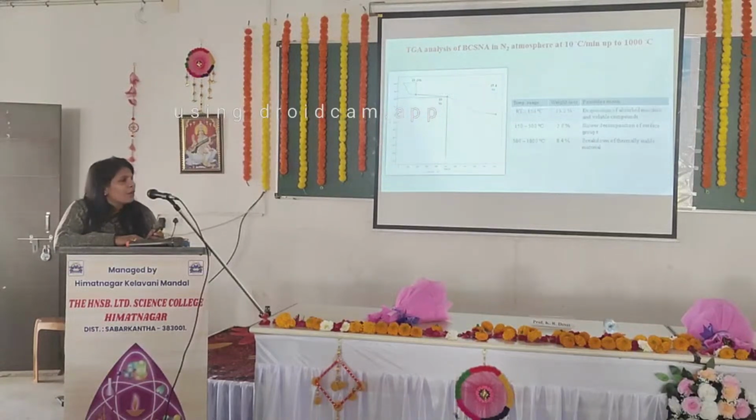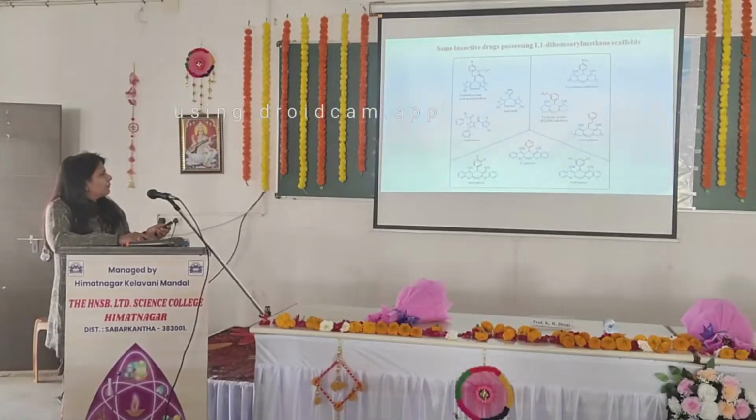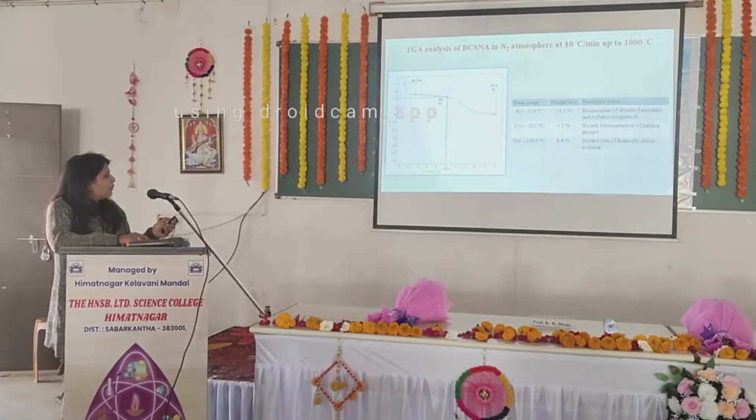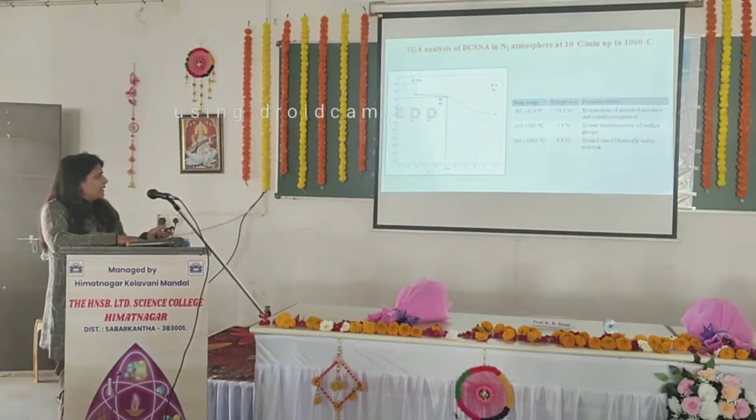Further, TGA was performed, and it was found that this material is more stable than the graphitic carbon nitride sulfonic acid. This material is stable up to 500 degrees with only 19% loss, whereas in the previous one there is 22% loss in the graphitic carbon nitride sulfonic acid. This means we have modified the material and obtained more thermal stability.